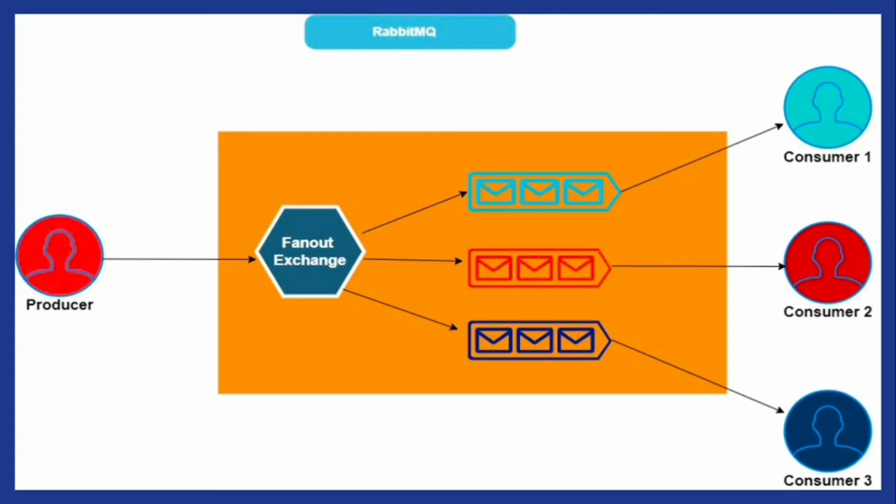Here is the pictorial representation of the RabbitMQ fanout. Whenever the producer sends a message, that message first goes into the fanout. Whenever the message is in the fanout, every queue in RabbitMQ will receive that message from the fanout. The queues will be consumed by their respective consumers, so they can read the message. This is the RabbitMQ fanout exchange flow.